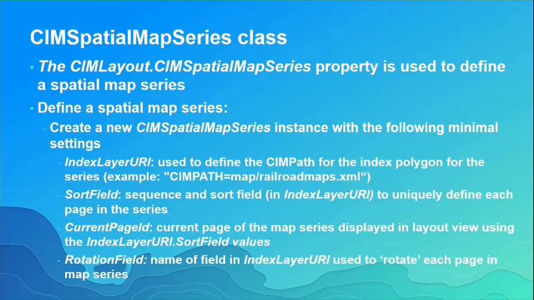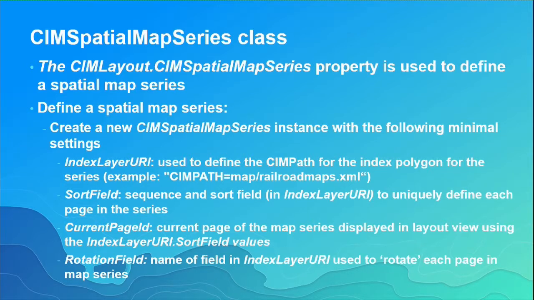You create a new spatial map series instance, and you have the following minimal settings for that. You need to specify the index layer URI. So earlier you saw the list of polygons that determined my maps in the series. So this would be the SIM path to that specific layer. And you see the example right here. This is directly from my next sample.